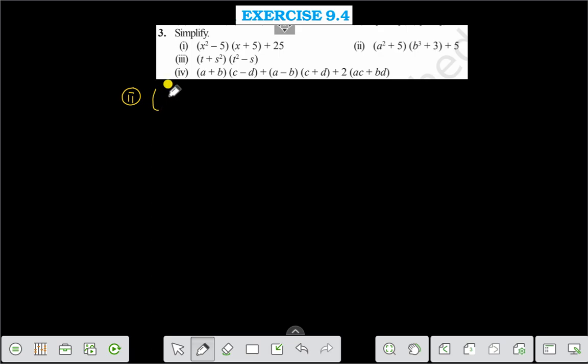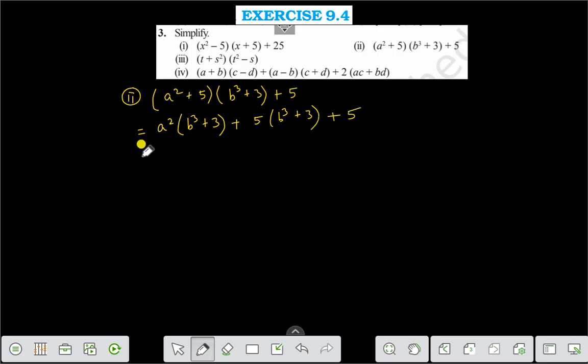That is a square plus 5 into b cube plus 3 plus 5, that we are getting a square into b cube plus 3 plus 5 into b cube plus 3 plus 5.